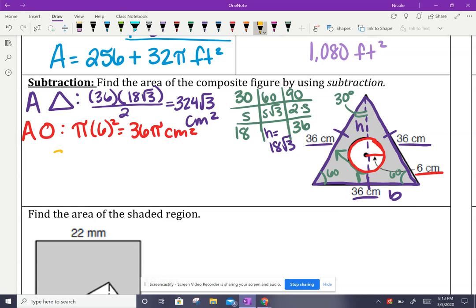So I'm going to take 324 root 3 minus 36 pi, and go ahead and multiply the root 3 and the pi in, and subtract and give my answer rounded to the nearest tenth. So 324 root 3 minus 36 pi. Make sure you're closing parentheses and all that. And our area is 448.1 when I round to the nearest tenth, centimeters squared. So find the big shape, subtract the little shape.